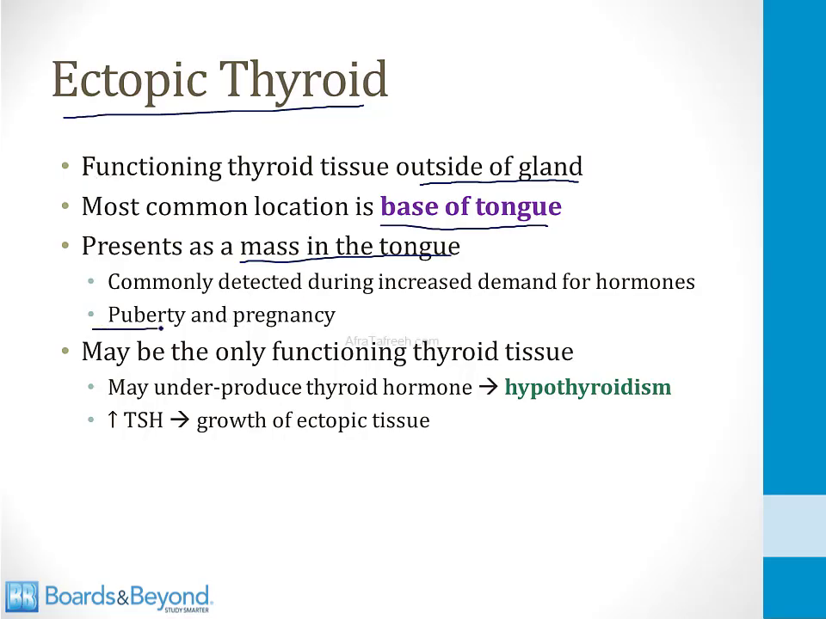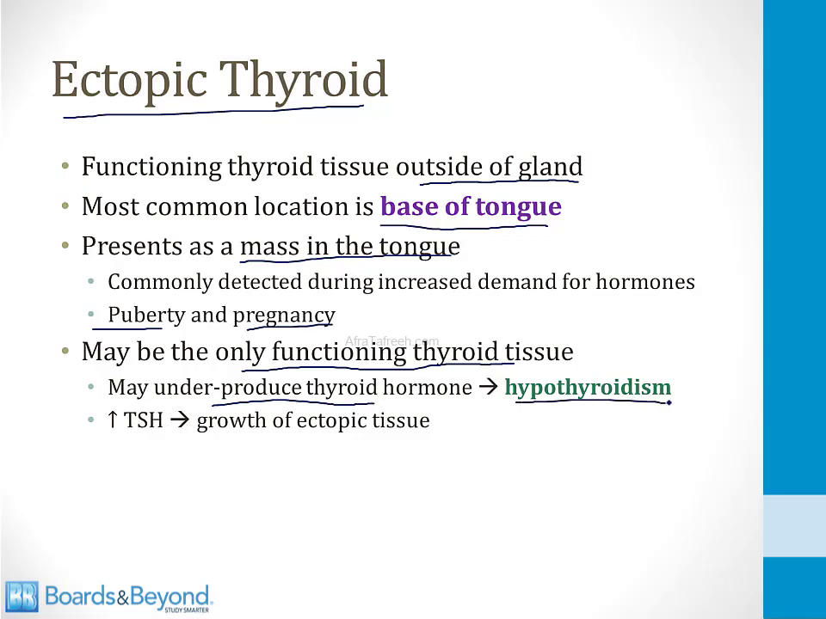So when children enter puberty or when women become pregnant, there is an increased demand for thyroid hormone. Sometimes this will lead to stimulation and growth of that thyroid tissue in the tongue, and then patients will notice the mass and present to their physician. Occasionally, this is the only functioning thyroid tissue present. In other words, there is thyroid tissue in the tongue, but not anywhere else in the neck. And when this happens, sometimes patients underproduce thyroid hormone.